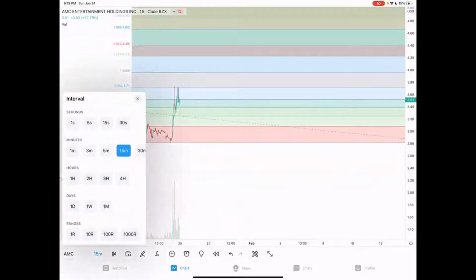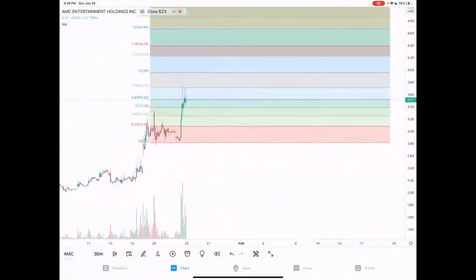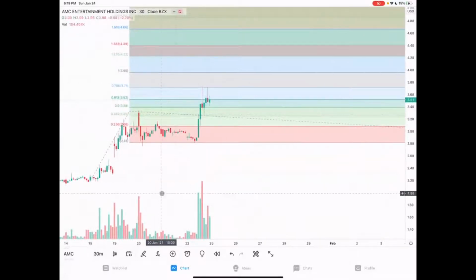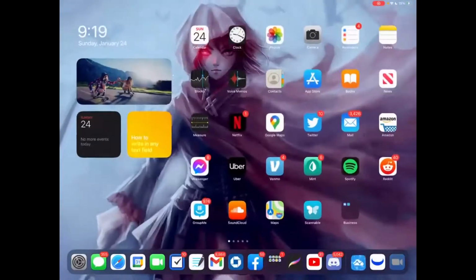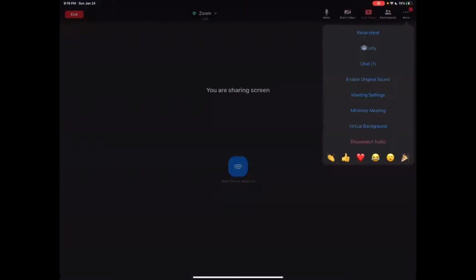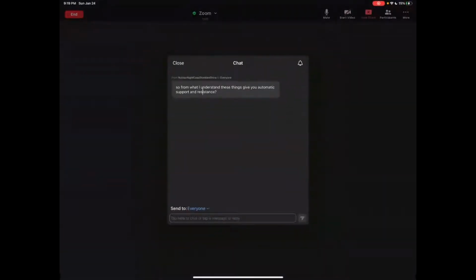Is this making sense, guys? I know I'm doing a lot of talking, but I do want to check in with you guys just to make sure you guys are following. Any questions? Check the chat real quick. Just want to understand, these things give you automatic support and resistance? Yeah, think about it as these hard levels, a lot of zones that you can watch to just enter trades and exit trades.